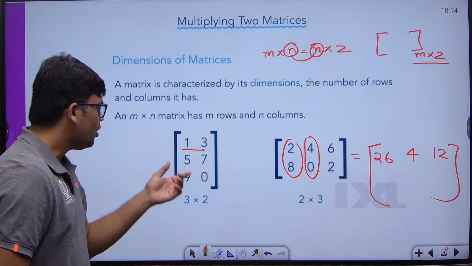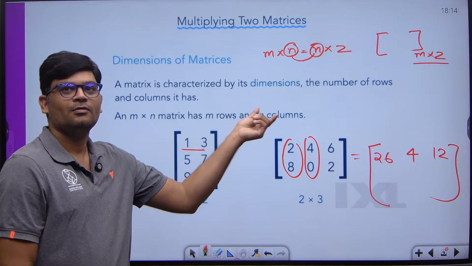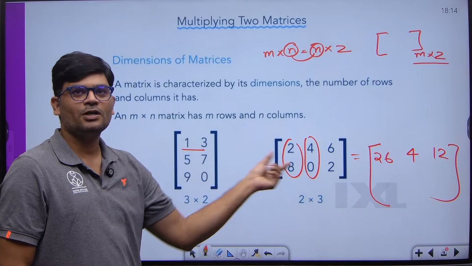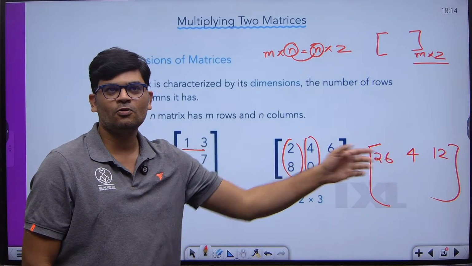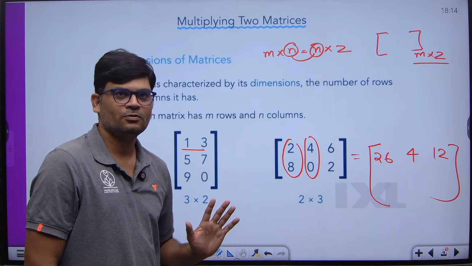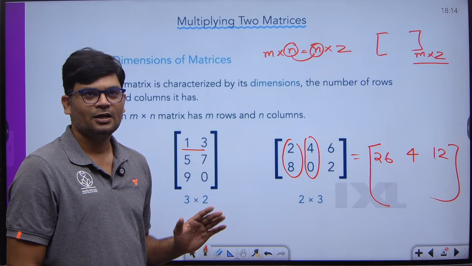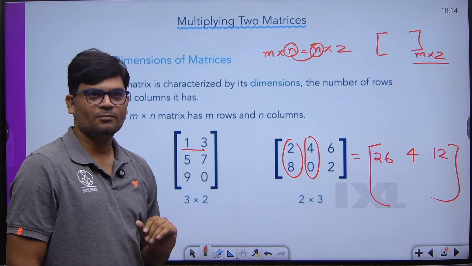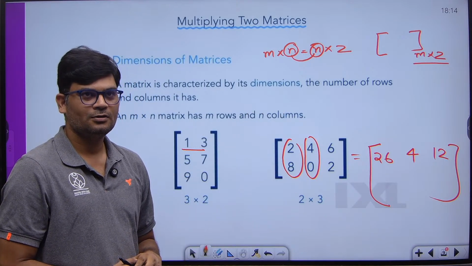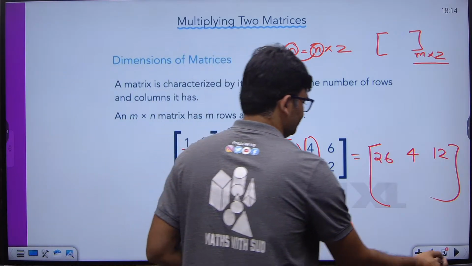Okay. Now, the same 5 and 7 and 2 and 8. Then 5 and 7, 4 and 0, then 5 and 7, 6 and 2. Second row will follow the second row, third row will follow the third row. Alright, everything will be multiplied by the column. The row is multiplied by column. Are you getting it? Yes. Good.